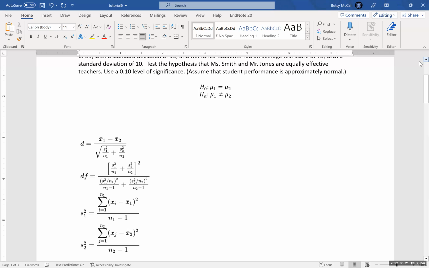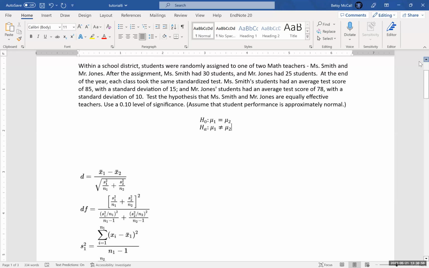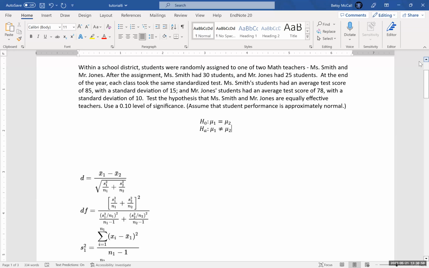All right, now what we want to know is who is the better teacher, or if there is any difference at all. So let's go to Excel and actually do these calculations. I've already copied the formulas over there, so we have them as our reference.